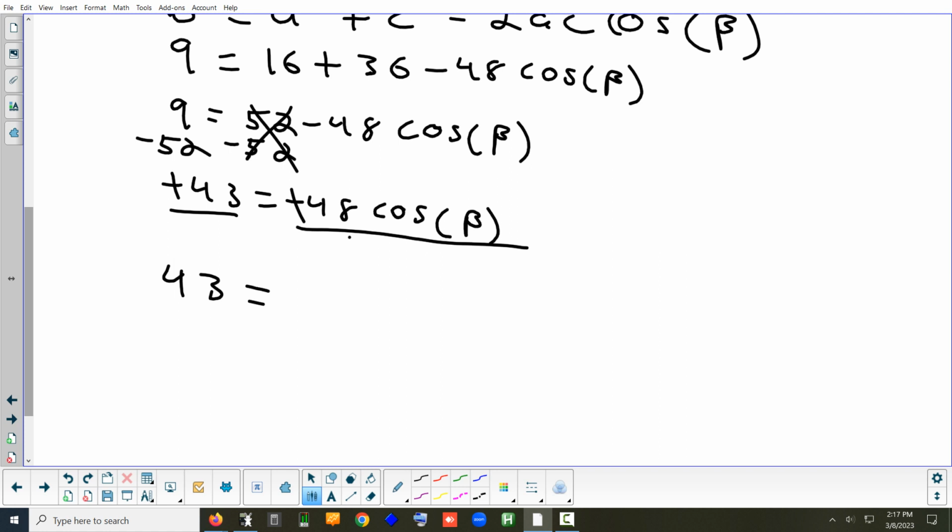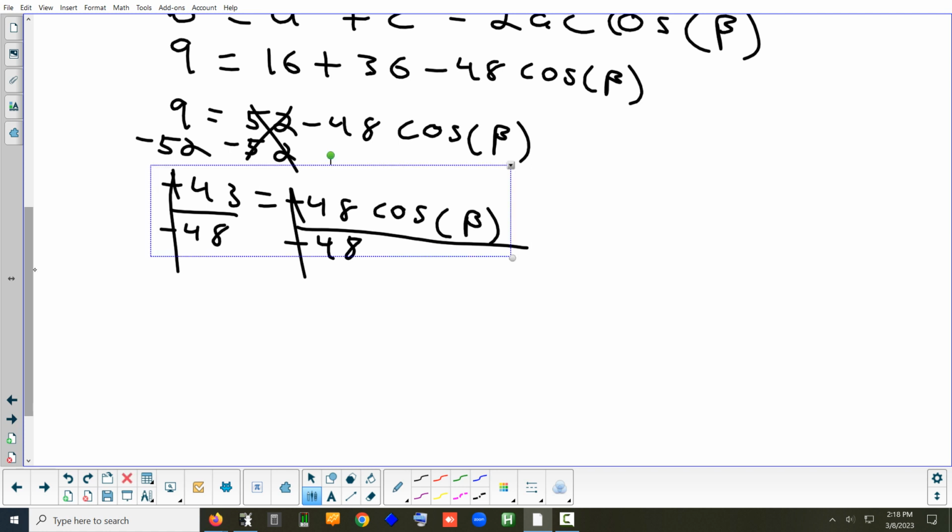So, like, if you had this, what would you do next to get x by itself? Oh, divide by 48. Right. Divide by whatever's in front of the thing you're trying to get by itself. So in our case, the thing we want by itself is cosine. So we're going to divide by 48. And really, we're dividing by negative 48, but Gavin already canceled these negatives. If you hadn't, they would have canceled at this step right here. Don't worry about what 43 divided by 48 is. Just leave it.